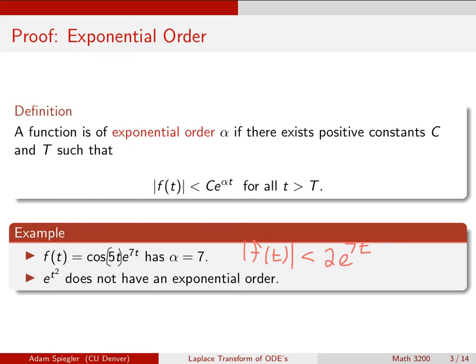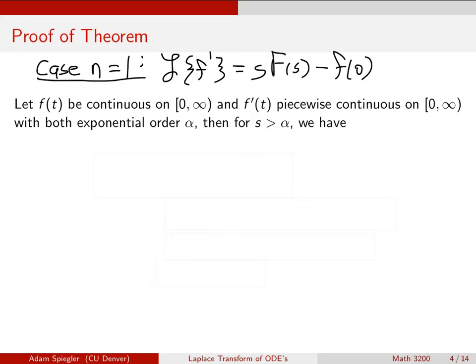So just informally, all we're saying is if a function has exponential order alpha, that means for large values of t, its absolute value is going to be less than some constant times e to the alpha t. So that's going to be a useful property when we take a look at the proof in the next couple slides.